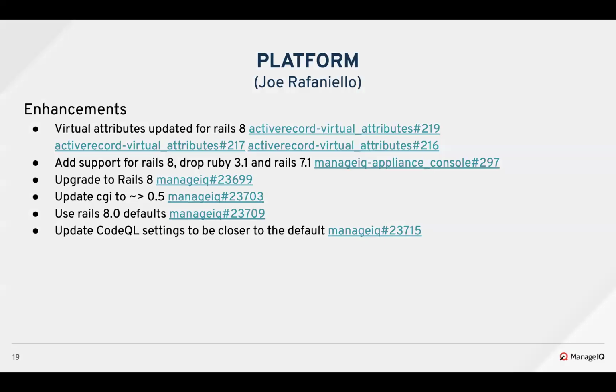Thanks, Adam. For platform enhancements this sprint, virtual attributes was updated for use with Rails 8, including less noisy warnings. Rails 8 support was added to the appliance console. The core repository was also upgraded to Rails 8. Adam updated CGI to 0.5. We applied the Rails 8 default configuration settings in core. And Jason updated the CodeQL settings to be closer to the defaults. Next slide.